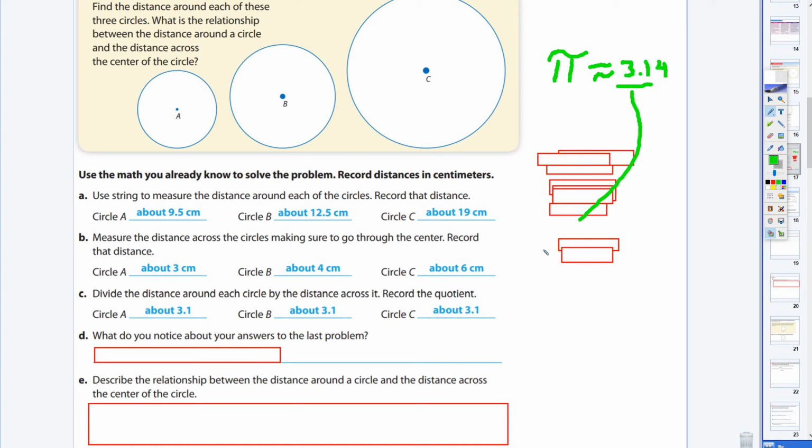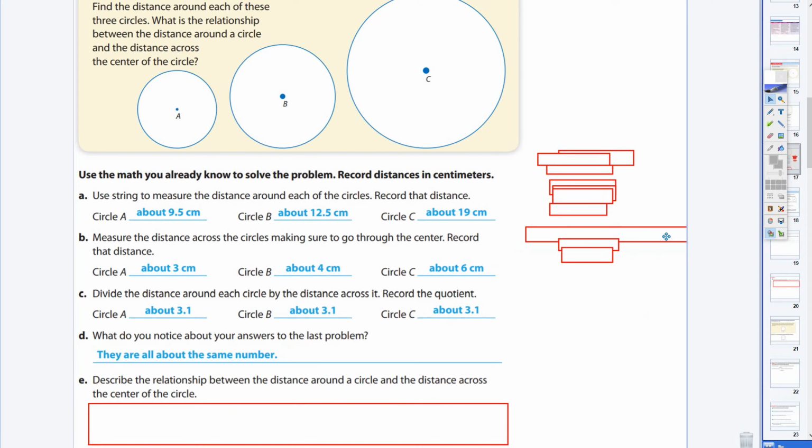See the resemblance? 3.1, 3.1. Okay, and that's where pi comes from with all circles. So every circle, if you think about it, what do you notice about your answers of the last problem? I mean, it's very, very simple. They're all about the same number. Every circle, when you take the distance around the circle, which is the circumference, and divide by the diameter, you will get about 3.14. And that's where pi comes in.